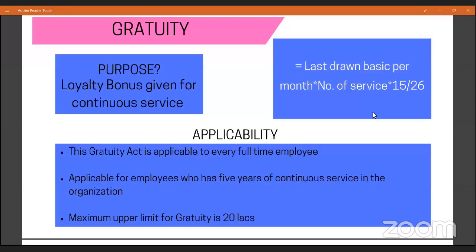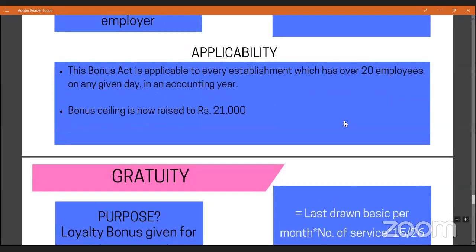But the maximum accumulation is 20 lakhs. After 5 years, you are eligible for gratuity money at any point of time. Here, the employer just has to give an official notification to LIC, and then they will process the checks, and you can get it directly deposited in your account. So this is the idea. This is what is bonus, and this is what is gratuity.